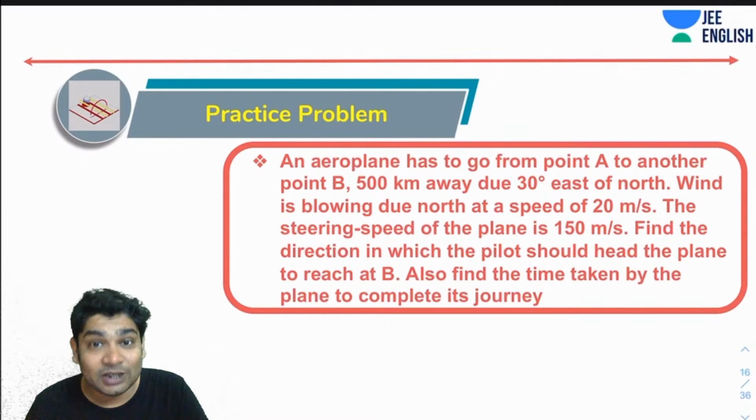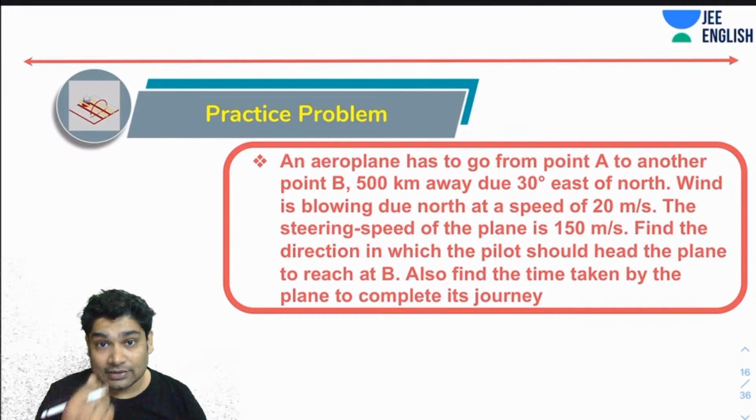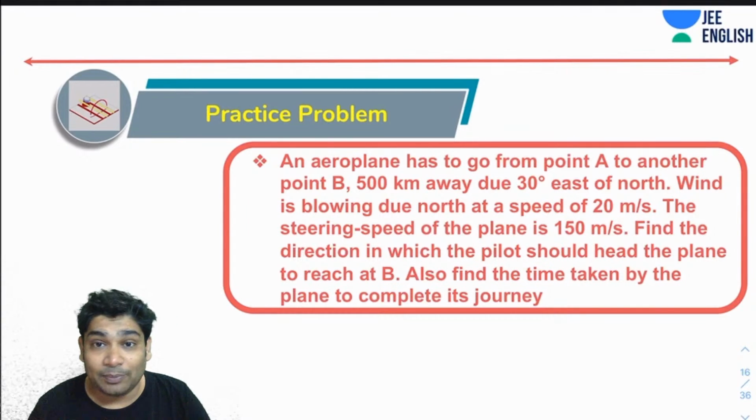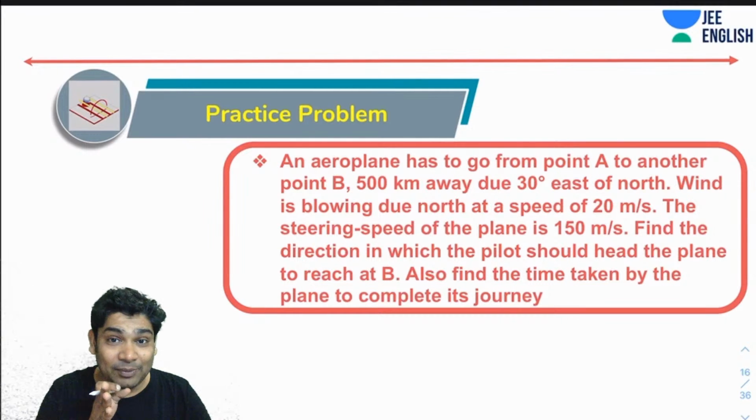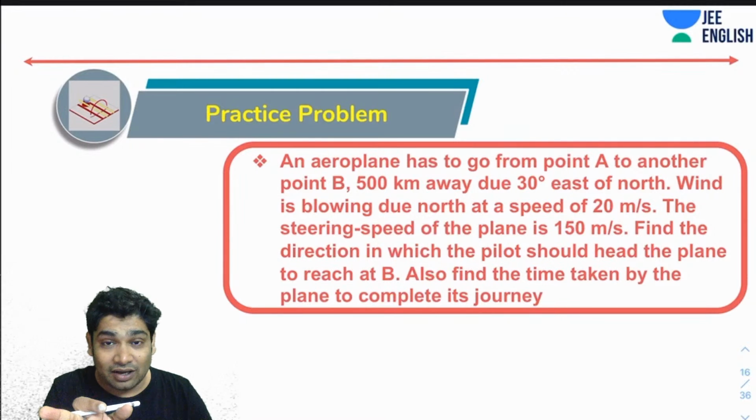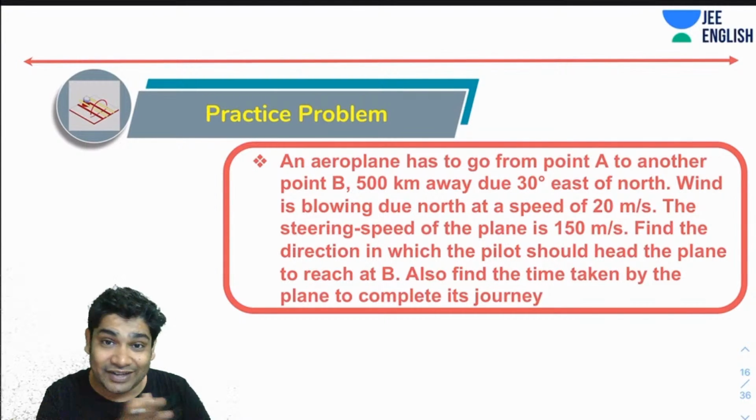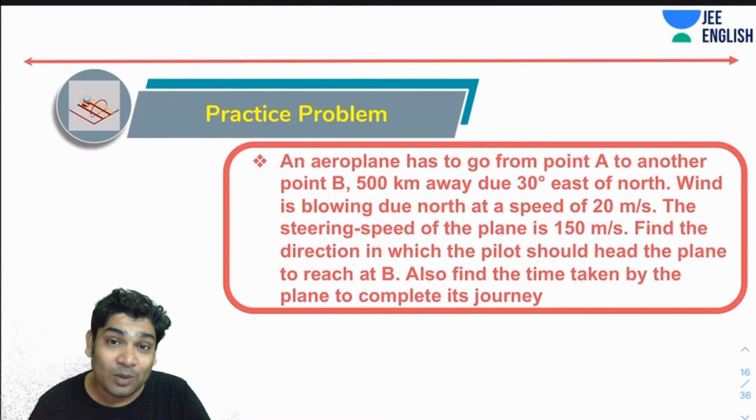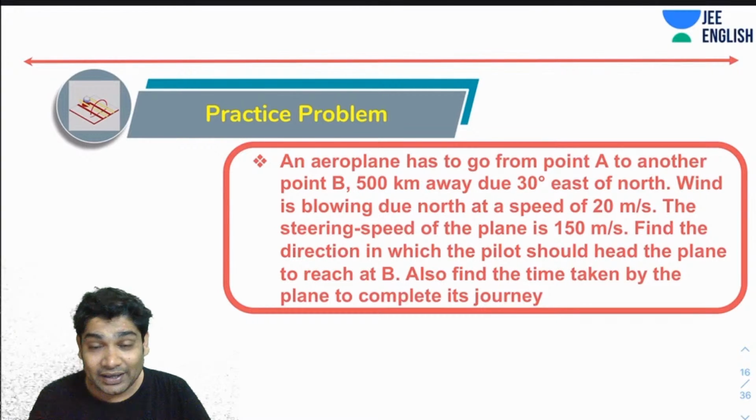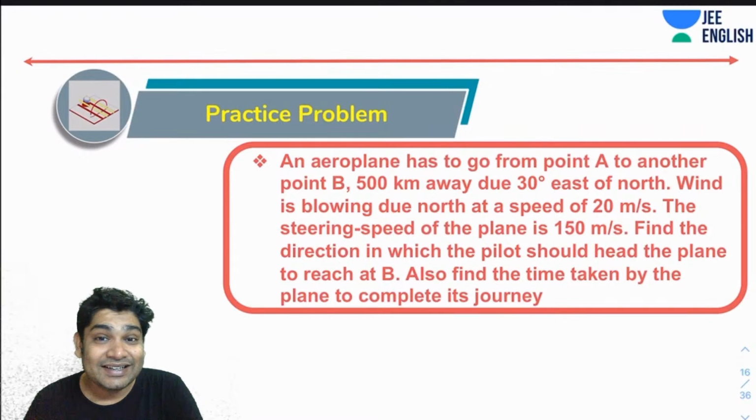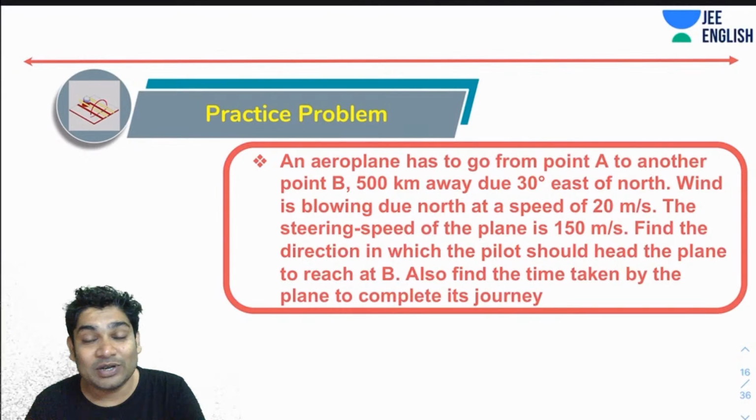Let's try another problem. Though this is not a river boat problem, it is exactly the same, by the way. This is an airplane in wind problem. Here again, the airplane would try to fly in one direction, and the wind would drift it, just like a river was drifting the boat. Similarly, the net velocity of the aeroplane with respect to ground would be the velocity of aeroplane with respect to wind plus the velocity of wind. So it's just a different name, same concept. Let's try this.